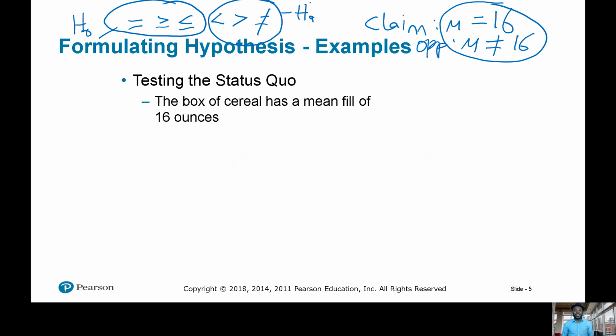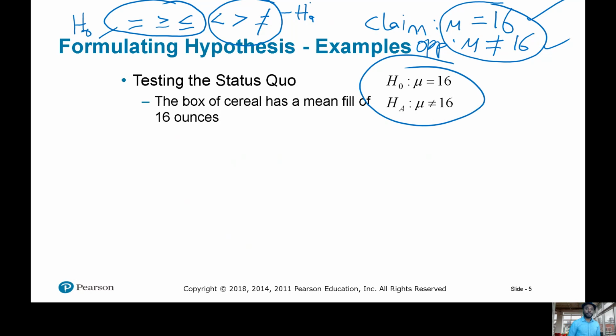All right, my friends. So with these, we can see clearly that the claim here would be the null hypothesis, and the opposite here would be the alternative hypothesis. So that's how we're going to state it. So that's how we formulate this.